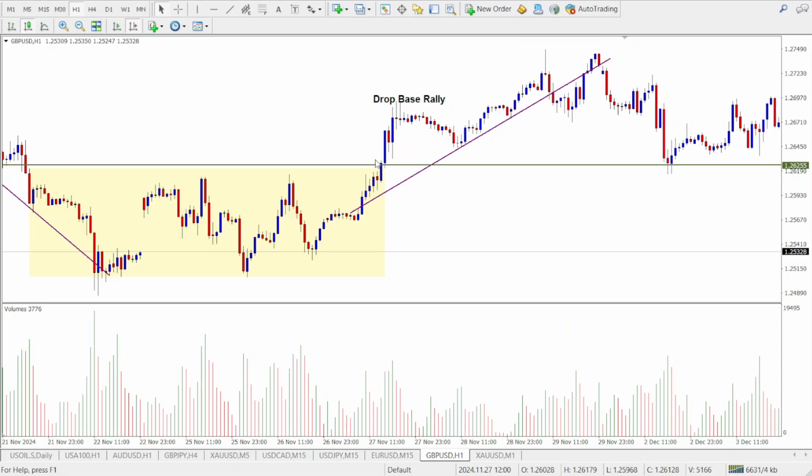Then you set your stop loss just below the base. This protects you if the price fails to rally and reverses back.